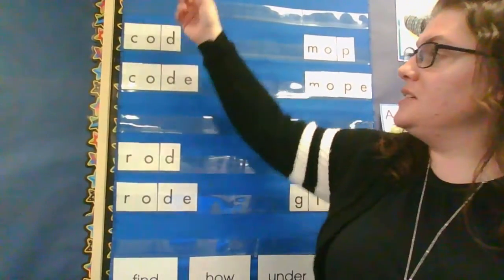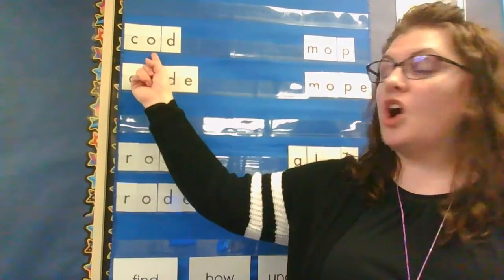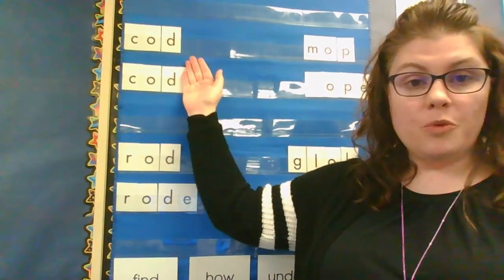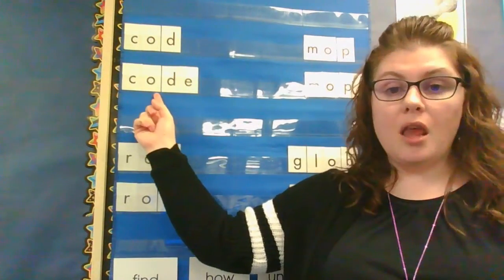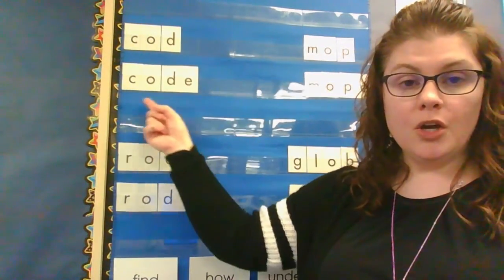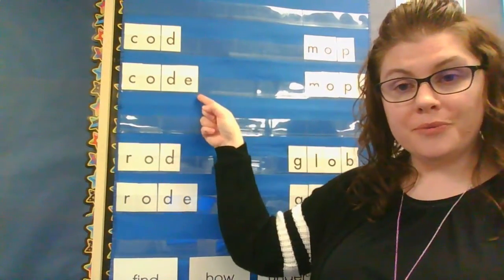There we go. Okay, we have C-O-D, cod. We know this O makes the short O, because there's no E. But how about right below? Same word, cod, but we add the E. That means this O is now a long O. It makes the O sound. So sound it out with me now. C-O-D, code. Cod, code. Are we starting to see that pattern?